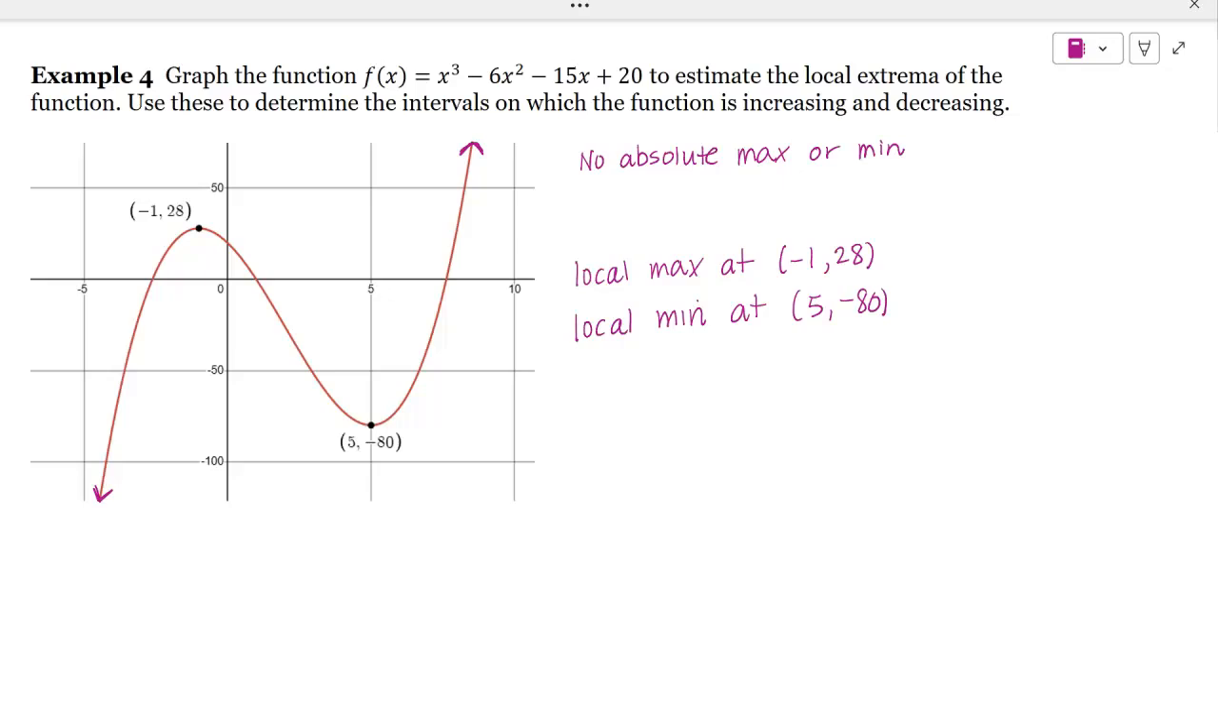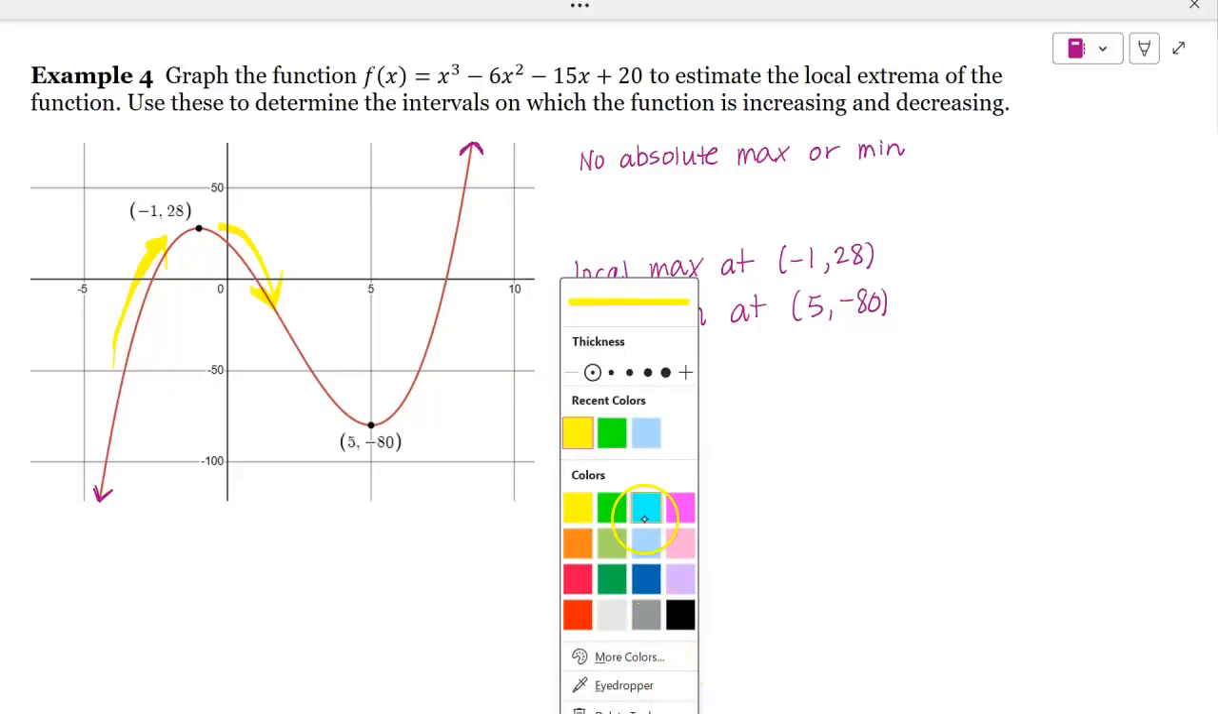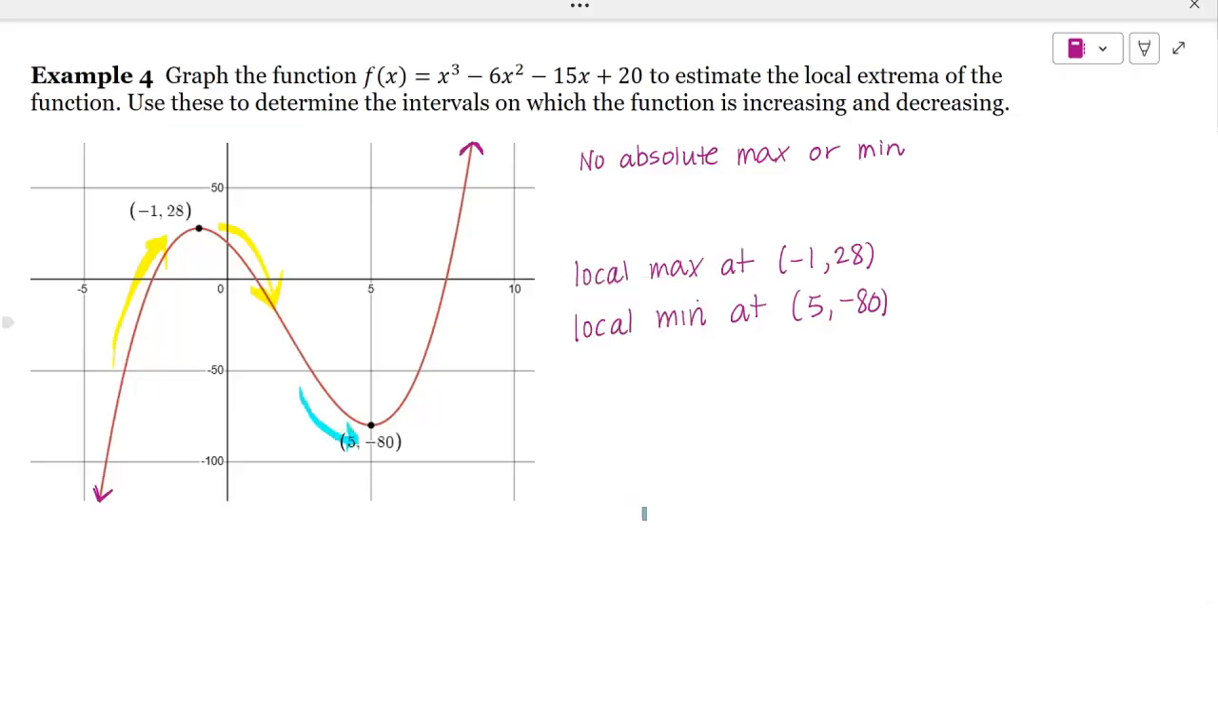We know that something is a local maximum if it's changing from increasing, we can see the graph is going up here, increasing to decreasing. That'll be a local maximum. A local minimum will show up when we have a function that is going from decreasing to increasing, like we do here. So let's talk about where is the graph increasing and decreasing.